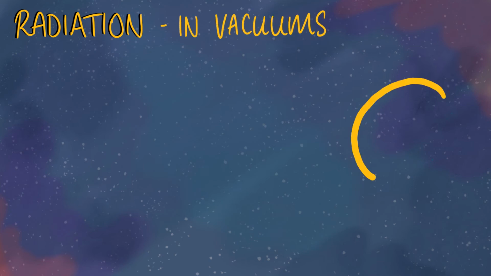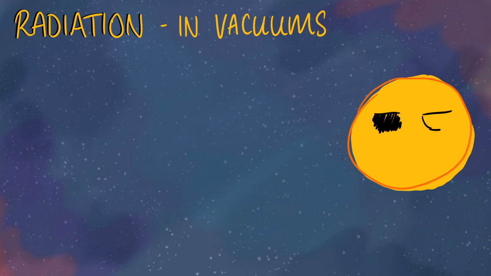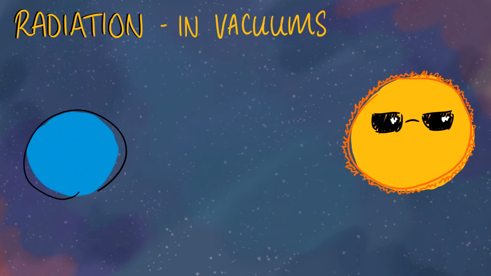And the last one is radiation. So radiation happens in a vacuum. Okay, so in space, there aren't any particles in space. It's a vacuum. Okay, so how on earth do we get energy from the sun to the earth? Because remember, the sun is where we get all of our heat energy on earth. Otherwise, it would be too cold to live on here.